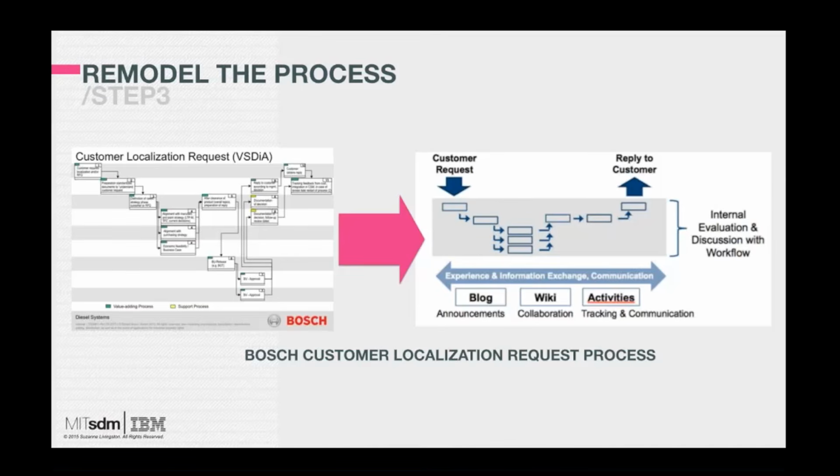That was case study number 2. They introduced a social software platform they call Bosch Connect, and enabled employees to connect with each other. This is part of their process remodel, finding and sharing expertise, working on business goals. And they created a community space that allowed people who were involved in customer localization requests to communicate with each other. The customers of their diesel systems worldwide had access to this community.